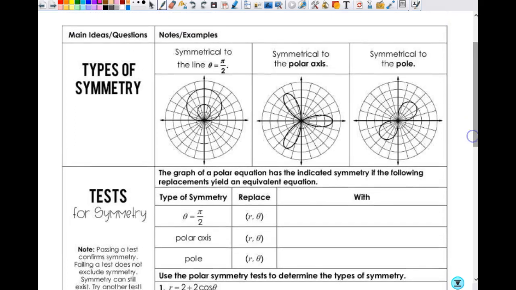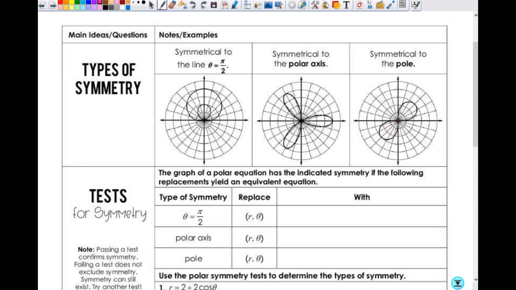So this first curve is symmetric to the line theta equals pi halves. That's like your y-axis in your rectangular coordinate system. This one is symmetrical to the polar axis, which is like your x-axis in your rectangular coordinate system. And this one is symmetric to the pole, which is like the origin symmetry, where you rotate 180 degrees.